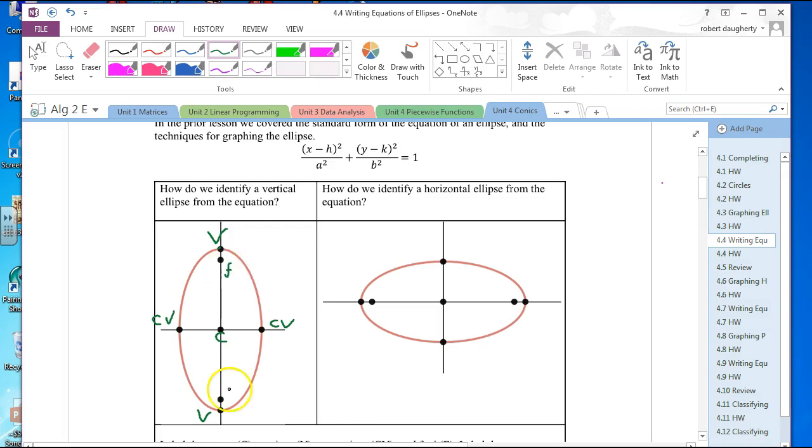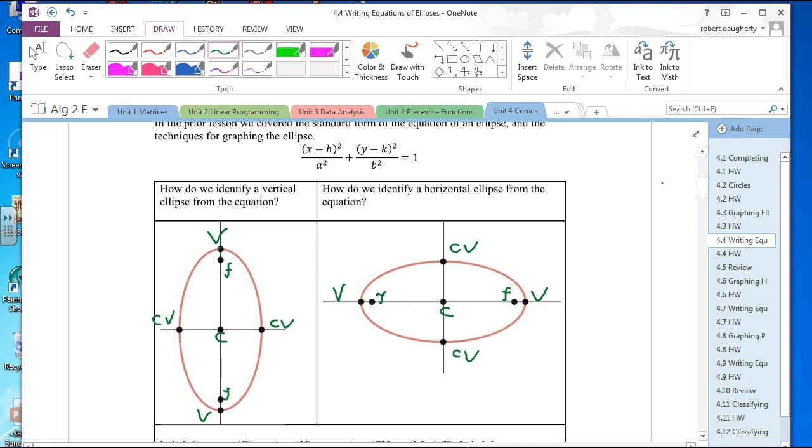Yeah, there we go. And then if you do the same thing over here, this is the center. This is a vertex, vertex, co-vertex, co-vertex, focus, and focus. Okay? So know all of the pieces.